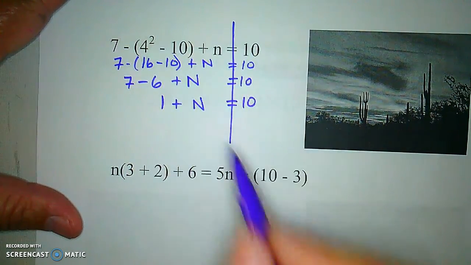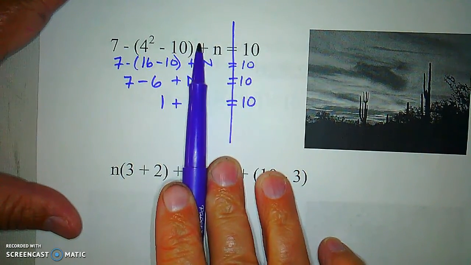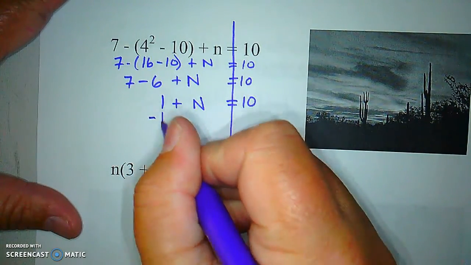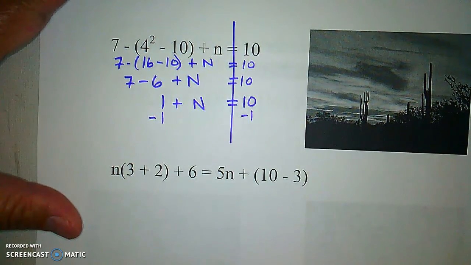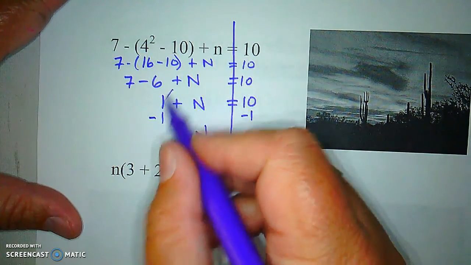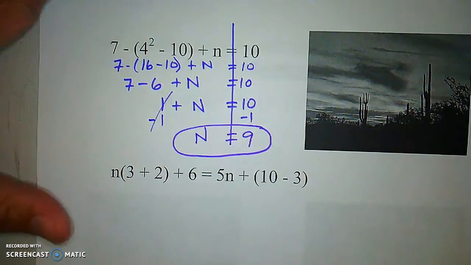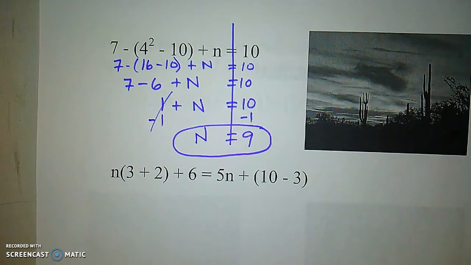See, I want to get the n by itself. If I cover up the n, I realize that adding 1 is extra, so I get rid of adding 1 by subtracting 1. 1 minus 1 is nothing. 10 minus 1 is 9. So my answer is n equals 9.